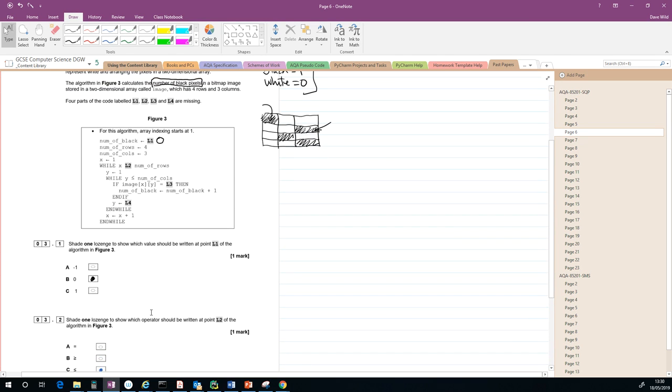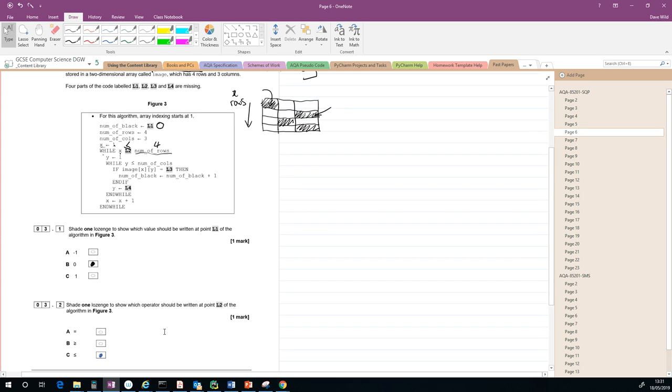Now we've got to look at L2. Shade 1 lozenge to show which operator should be used in L2. So what does this do? Notice it says x is 1, and while x, what do we think about x? X is the number of rows. Remember the rows are going this way. We're using x to represent a variable that's going through the rows: 1, 2, 3, 4. So we want to keep x increasing until it reaches the number of rows. We want x to be less than or equal to the number of rows, because the number of rows is 4. We want x to be 1 to start with, then 2, then 3, then 4. So less than or equal to. That's why I filled in less than or equal to down here.